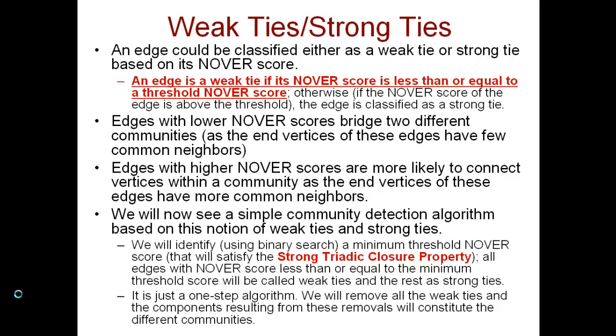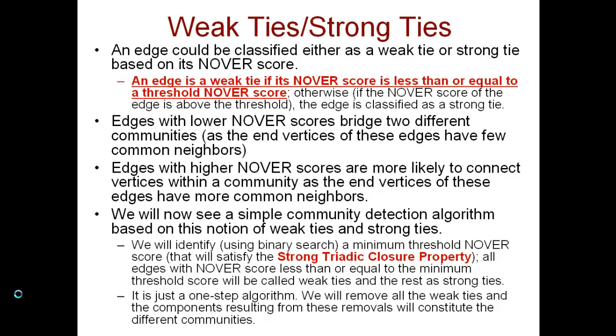But as of now, let us say you're given a threshold NO score. If the NO score for an edge is less than or equal to this threshold, then that edge can be called a weak tie. If the NO score of the edge is above this threshold, then the edge will be called a strong tie. We saw earlier that the edges with lower NO scores will serve as a bridge between two different communities, as the end vertices of these edges will have few common neighbors. If edges have a larger NO score, those edges will be well within a community, as the end vertices of these edges will have more common neighbors.